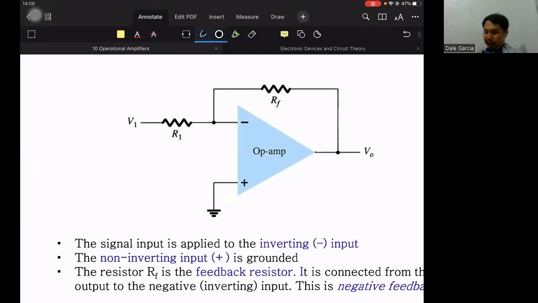Sa inverting input, we just connect two resistors, R1 and RF. The other terminal ni R1 is dili na to i-insert atong signal source. The other terminal ni RF is connect sa output. So this is the negative feedback.